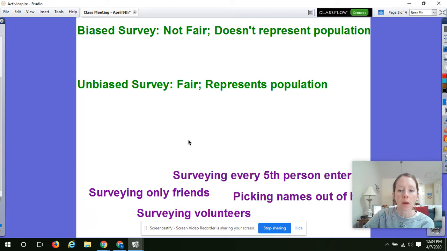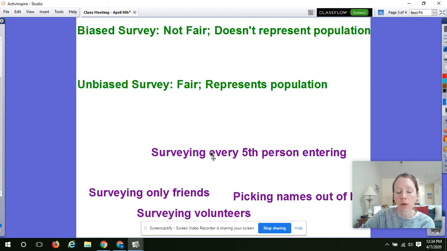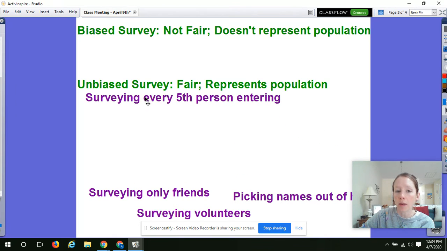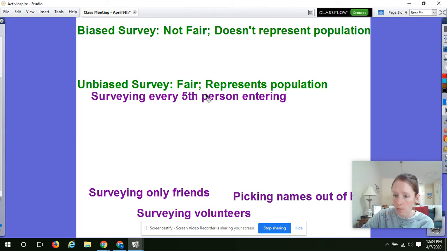So let's do a couple of examples to see if you can understand what I mean. So if I was going to survey people maybe about their favorite food, if I surveyed every 5th person entering, let's say, our school building, this would be an unbiased survey. In other words, it's fair. So every student coming in has a chance to be chosen. I don't have time to survey everybody. I'm just going to survey every 5th person and ask them what their favorite food is. So that way I get a variety of different students, males and females, 6th, 7th, and 8th graders. So that would be fair, unbiased.